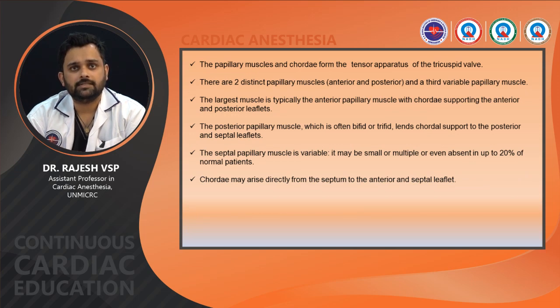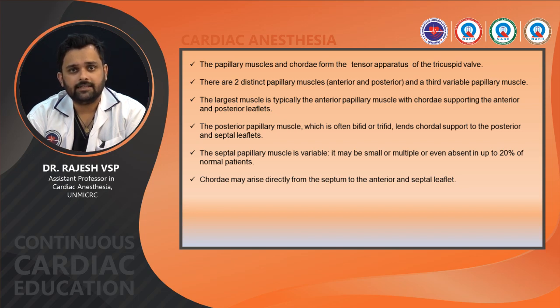The papillary muscles and chordae form the tensor apparatus of the tricuspid valve. There are 2 distinct papillary muscles, anterior and posterior, and a third variable papillary muscle. The largest is typically the anterior papillary muscle, with chordae supporting the anterior and posterior leaflets. The posterior papillary muscle, which is often bifid or trifid, lends caudal support to the posterior and septal leaflets. The septal papillary muscle is variable. It may be small or multiple or even absent in up to 20% of patients.